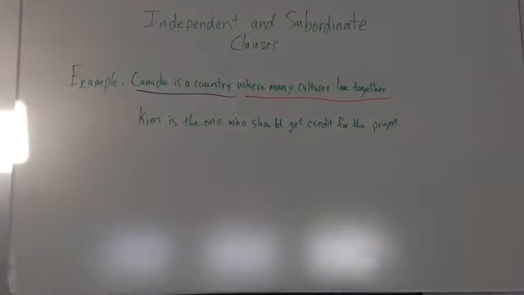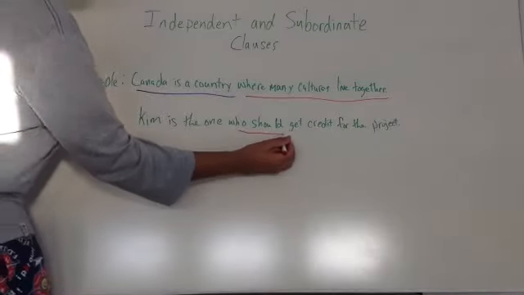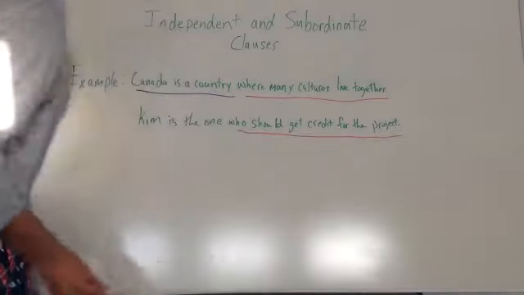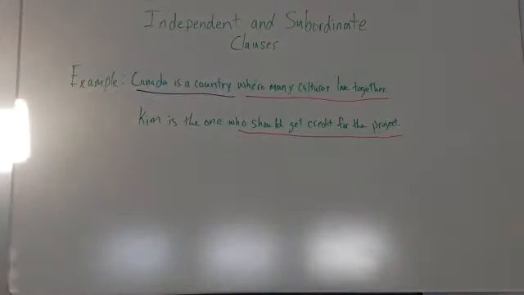Let's try another one. This sentence, Kim is the one who should get credit for the project. Who should get credit for the project is the subordinate clause because it does not express a complete thought.